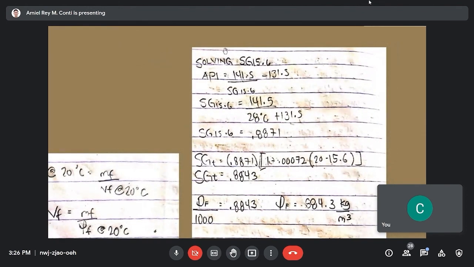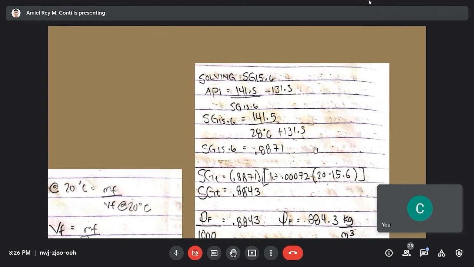Ngayon, alam natin na ang density ng water is 1,000 kg per cubic meter. Ngayon naman, isosolve natin yung SG niya at given temperature. So, yung una muna is isosolve natin yung store-bought temperature na specific gravity dahil ang given sa atin is yung degree API. Meron tayong formula na degree API is equals to 141.5 divided by the specific gravity at 15.6 degrees temperature minus 131.5. So, isa-substitute lang natin yung value na nakuha natin. Makakakuha tayo ng 0.8871 na specific gravity at 15.6 na temperature.